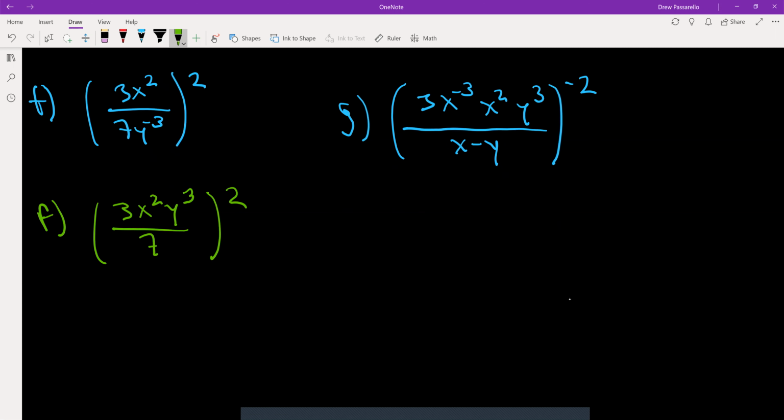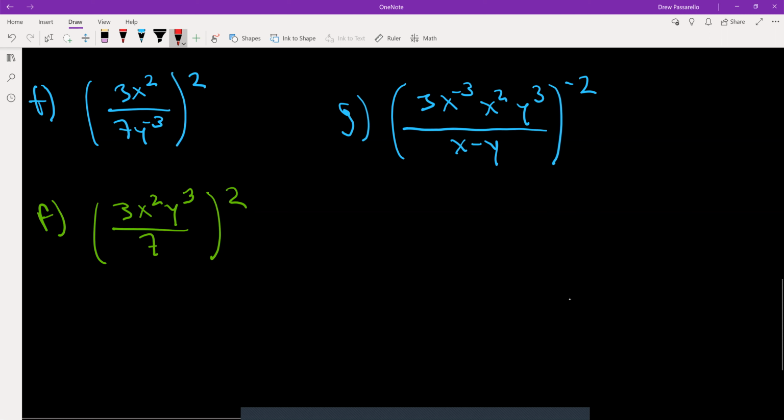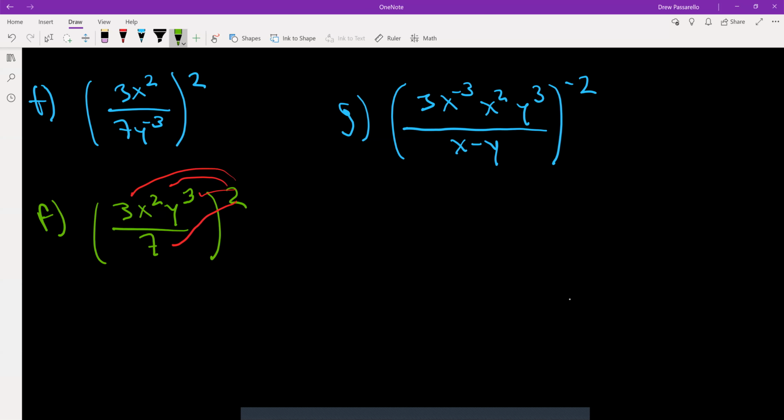Don't have to do it that way, but I tend to go ahead and make negative exponents positive. I don't like looking at negative numbers that much, or negative exponents. Now I sort of distribute this exponent too. And so I'm going to apply it to all the components. So I'm going to be applying it to the y, to the x, and then to the 3, and then also to the 7.